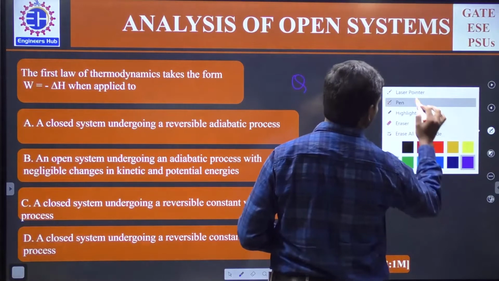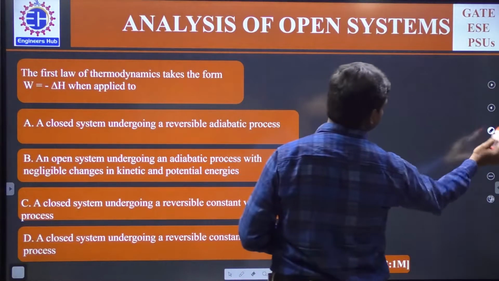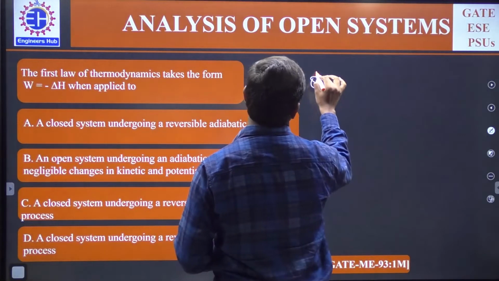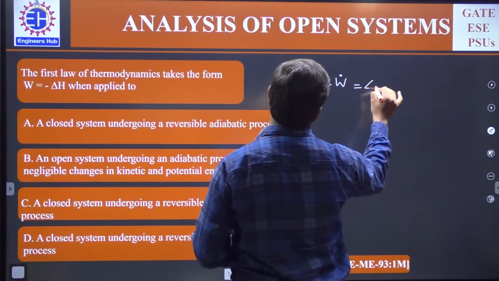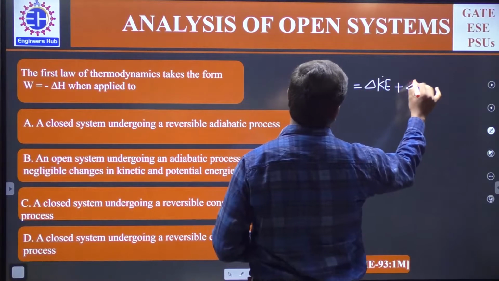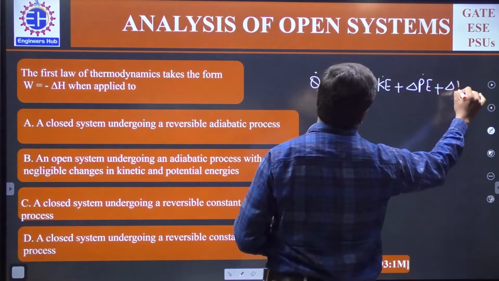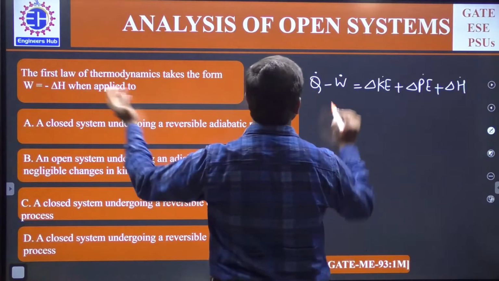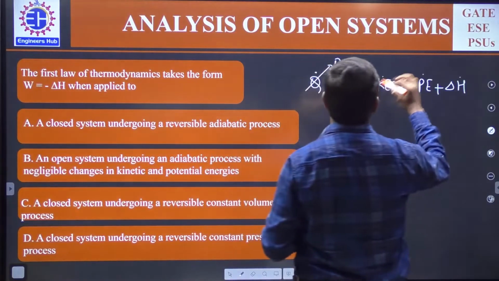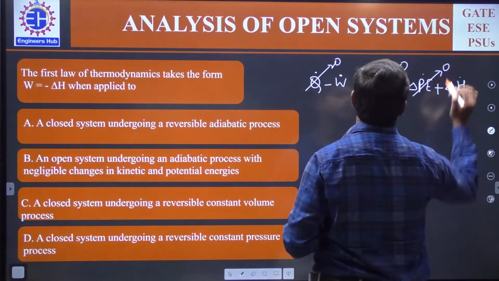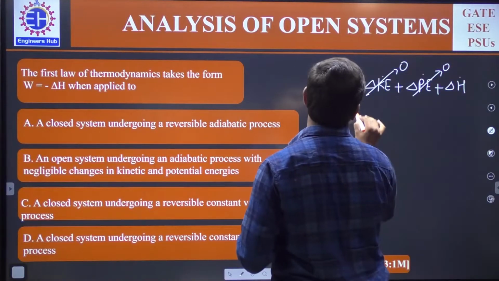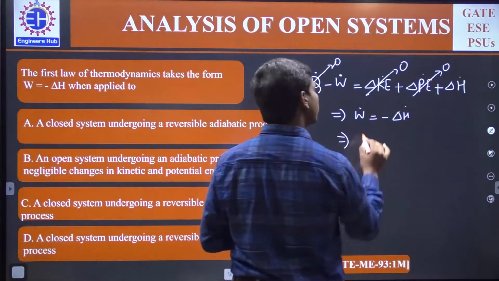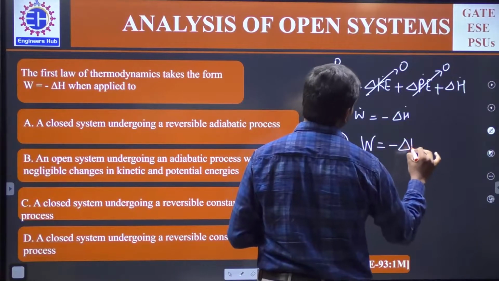Let me erase the things. See here, we know Q dot minus W dot is equal to delta KE dot plus delta PE dot plus delta H dot. This is the governing equation for the steady state flow. Correct? Now if you take this form, this Q has to be 0, this delta KE has to be 0, this delta PE has to be 0. Of course, this W dot will be equal to minus delta H dot. If you are not dealing in rates, then you can write W is equal to minus delta H.